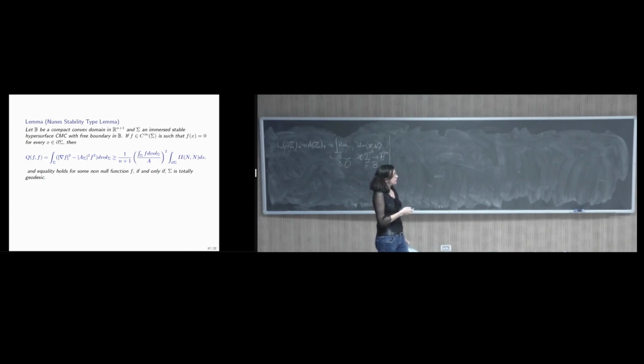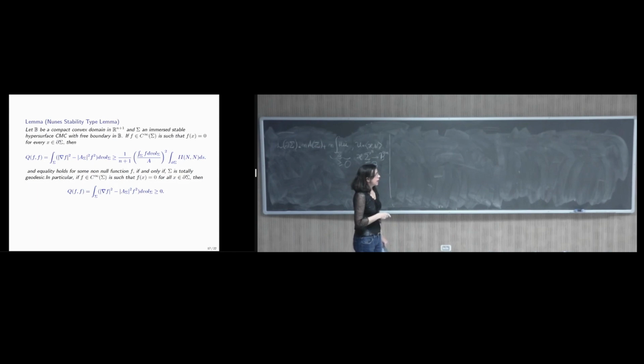If you have that this function is infinite, so that F is equal to zero on the boundary, you have this estimate here for the second variation. If you have the second variation, you calculate this expression. And moreover, you can ask what happens to the equality. The equality occurs if sigma is totally geodesic.